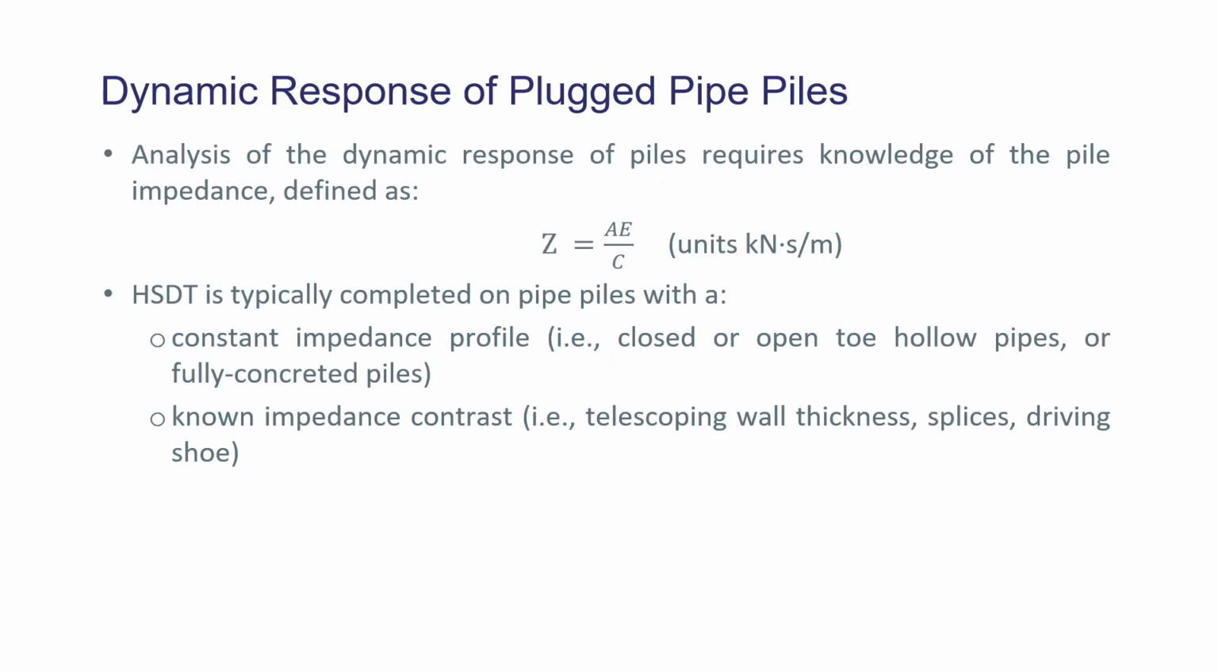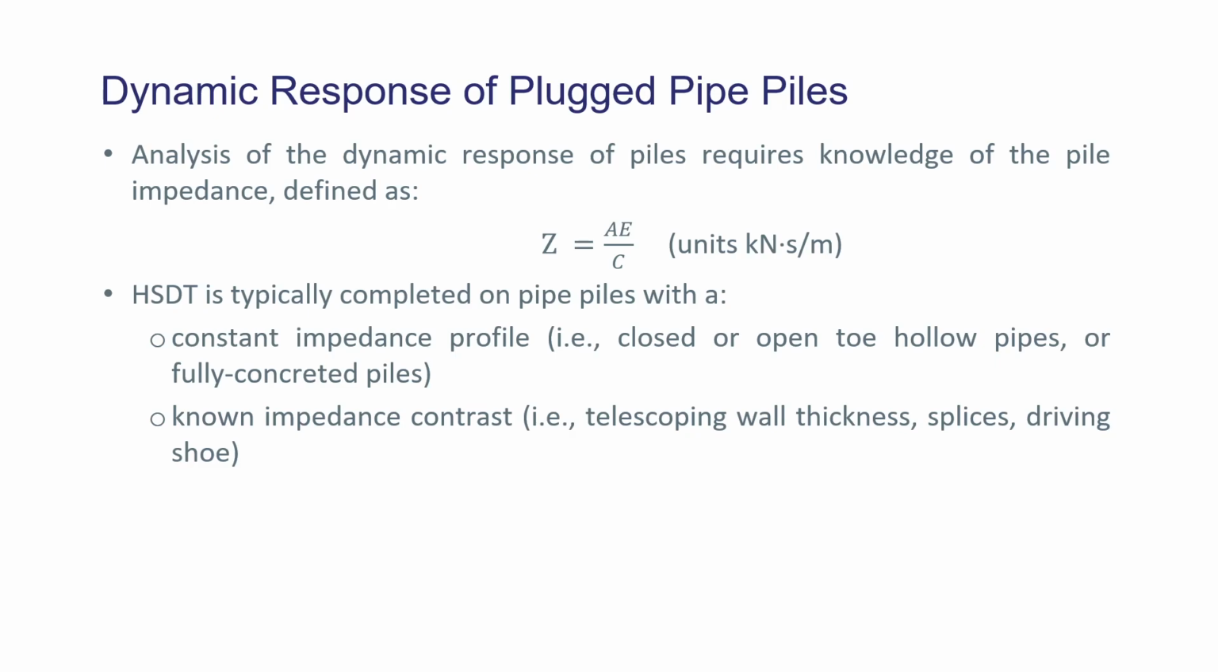Insofar as the dynamic response of the pile goes, we need to know what the impedance of the pile is, and that's pretty straightforward. The impedance is basically the area of whatever it is that we're testing times the elastic modulus divided by c, the wave speed. Again, stuff we know, we don't have to get into the details too much.